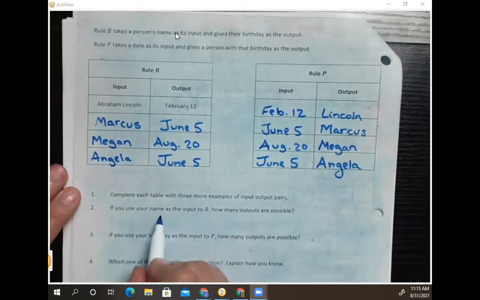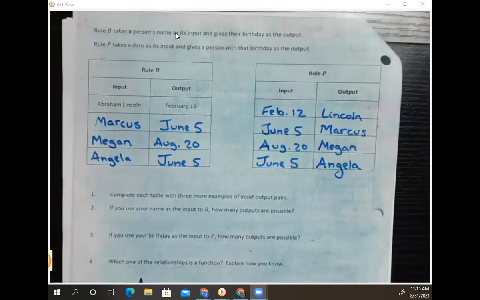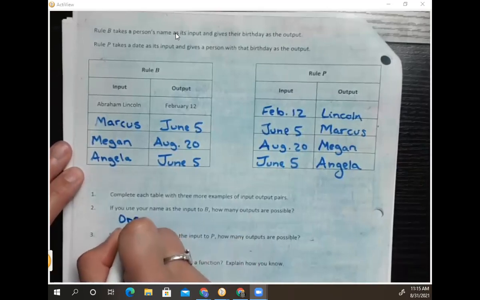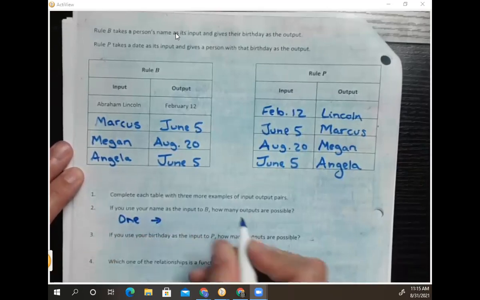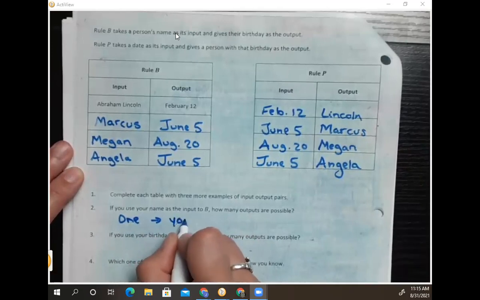So in rule B, if I put my name as the input, how many possible outputs are there? 1, right? You have 1 birthday. You list it on your birth certificate. It's 1 date. They can't list multiple dates. So you have 1 possible output, and it's your birthday.